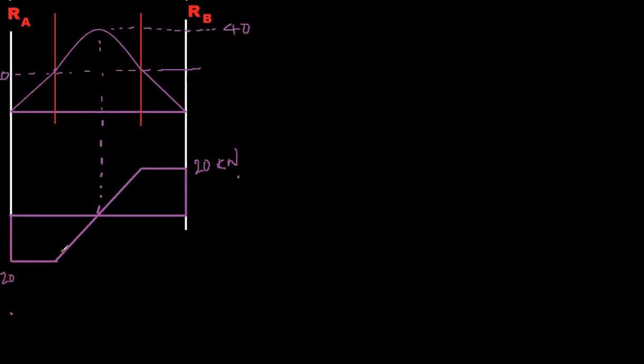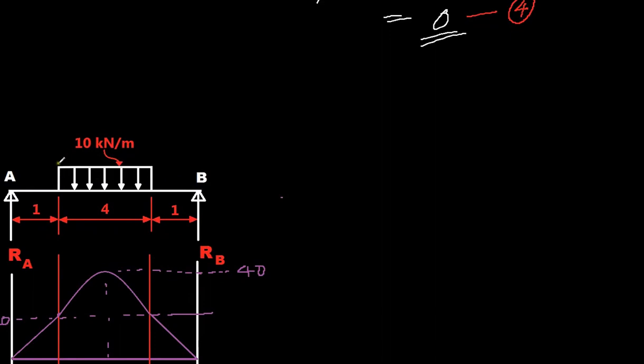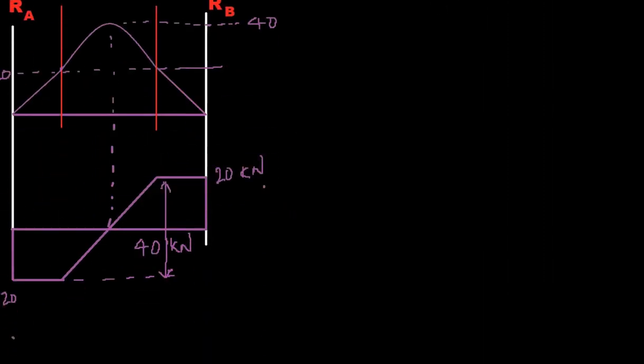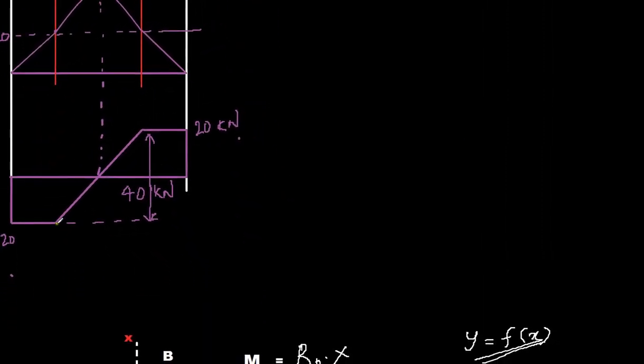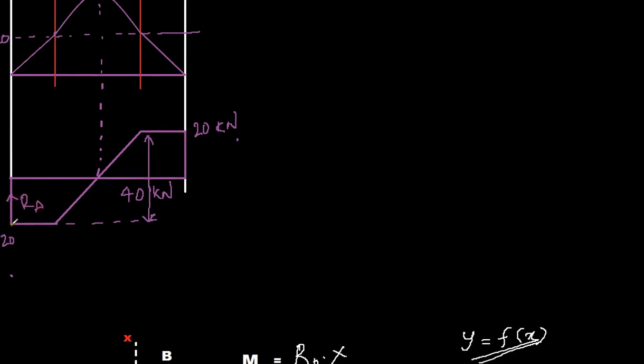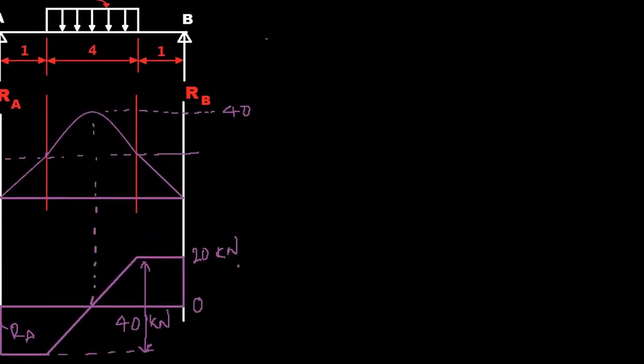This from 20 to minus 20, the magnitude of this will be 40 altogether. That is 40 kilonewton, which is the total load of this uniformly distributed load. 10 kilonewton per meter acting over 4 meter. The total load is 40, and therefore that brings this 20 down to minus 20 through this 40 kilonewton. And at this point, you have RA acting upward, which is 20, and therefore minus 20 cancels to 0 here. So that is the shear force and bending moment diagram for the force system.